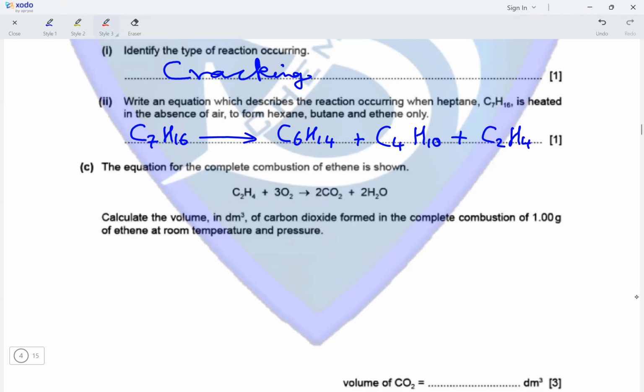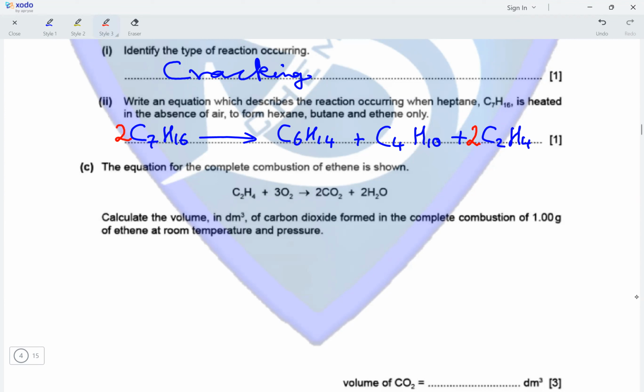So we can have 14. So in order to make 14 carbon atoms in the product, we have to multiply the ethene by 2. So the molar coefficient of ethene is 2. And in order to balance this equation, the molar coefficient of heptane also becomes 2.